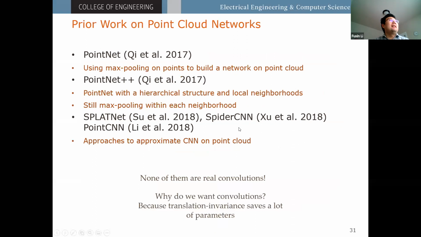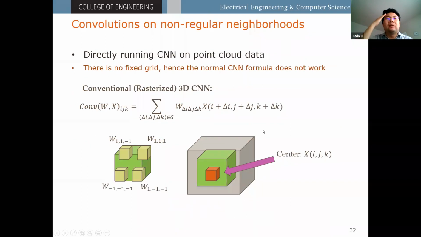So here, there are some prior work which I also skipped. The main idea here is that, this is the raster CNN, you can take a look at this formula here. For each location, we have a W. For example, this is 1, 1, minus 1. Those 3 delta locations are the subscript of the W, right? For each location, we have different W. And then we also multiply that W with X of I plus delta I, J plus delta J, K plus delta K. So basically, we multiply W with X with the correct offsets. So this is the conventional CNN.